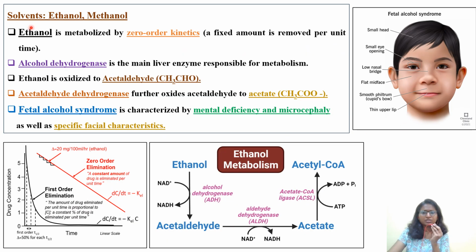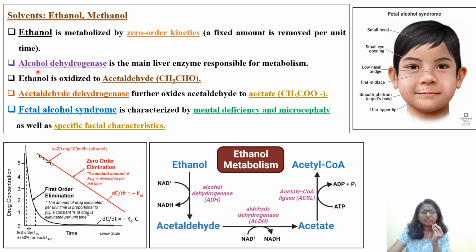Today we'll discuss the two main important solvents, which are alcohols: ethanol and methanol. Ethanol is metabolized by zero order kinetics. A fixed amount is removed per unit time. Very important when it comes to toxicology. Whenever you are working with any particular chemical, you need to know about its pharmacokinetics and toxicokinetics. Here, as you can see, ethanol is undergoing zero order kinetics. That is the reason a fixed amount is removed per unit time.